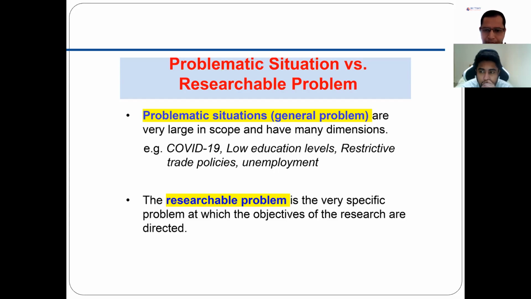So a researchable problem is a very specific problem at which the objectives of the research are directed. You see, at the beginning, I asked you, where do you want to do your research? You said your company. Your company is very specific, right? So you can set your objectives. Now, when you say you want to do your company, what area do you think you're going to research?